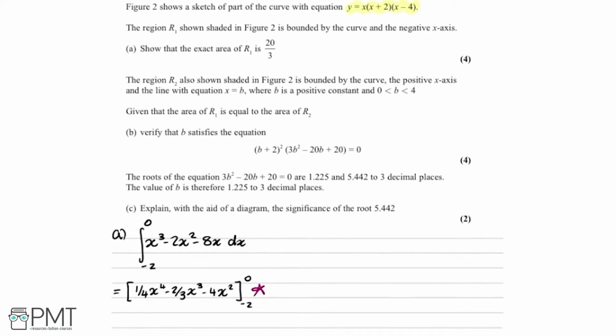Great, so we're now going to evaluate this. We're first going to sub in x equals 0. We can see we've got an x in each of these three terms, so it would just go to 0. Then we're going to take away, and then sub in x equals minus 2. Doing that, we get a quarter times minus 2 to the power of 4, minus 2 over 3 times minus 2 to the power of 3, minus 4 times minus 2 squared.